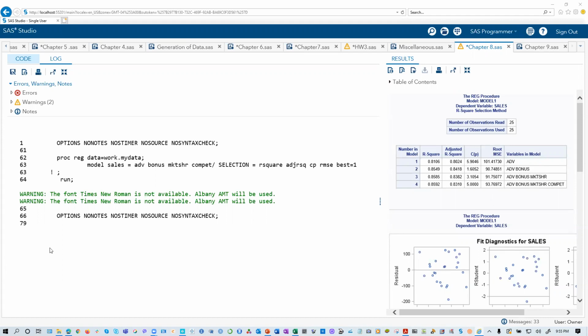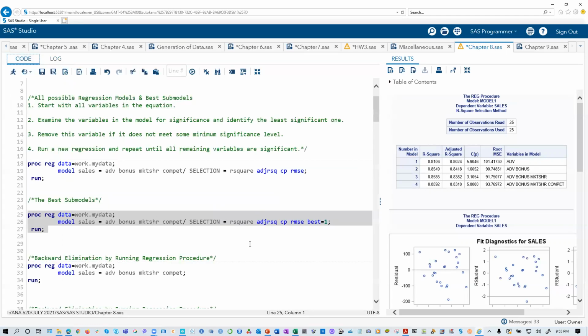I just want to repeat it back to you to make sure that I'm understanding it correctly. By using this selection, R squared adjusted best one, what we're saying is compute the model, and then at every level, for every number of variables in n variables, give me the best model based on those metrics, R squared, adjusted R squared, CP, RMSE.